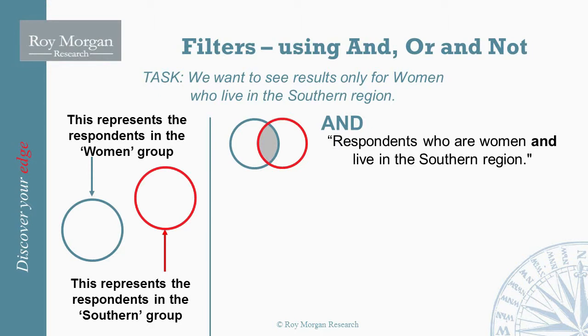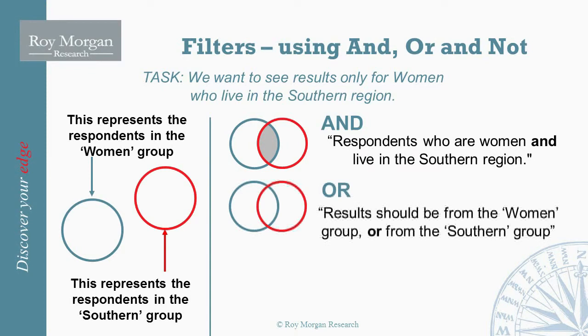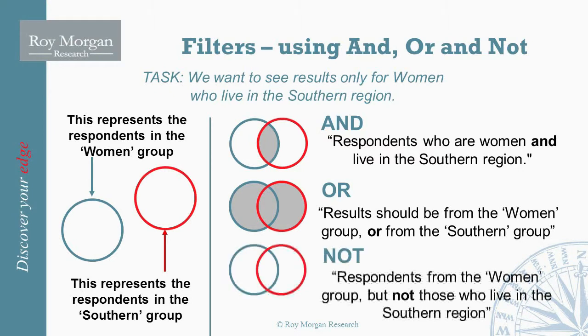The other statements that we can use are the or, and this will give us all the results for women and all the results for those who live in the southern region. So it's one criteria item or the other. And then finally we have the not statement. So we want to see the results for the women who do not live in the southern region.